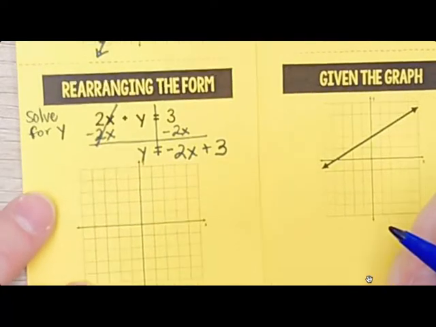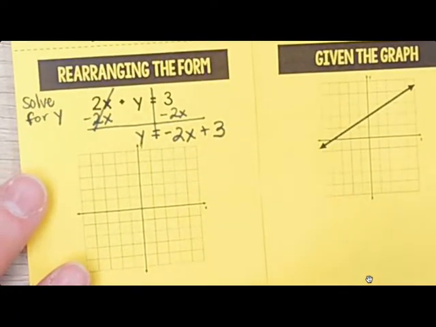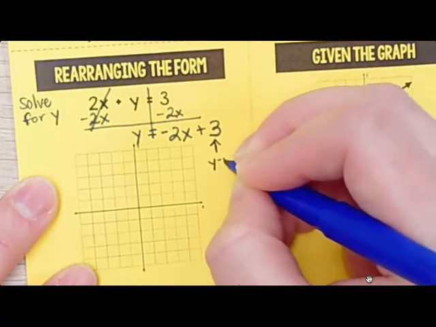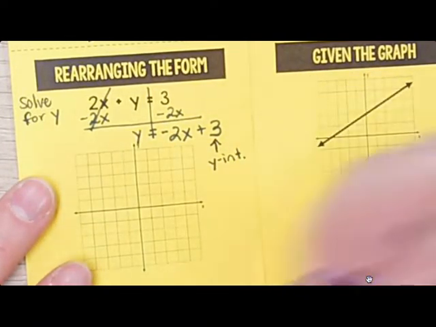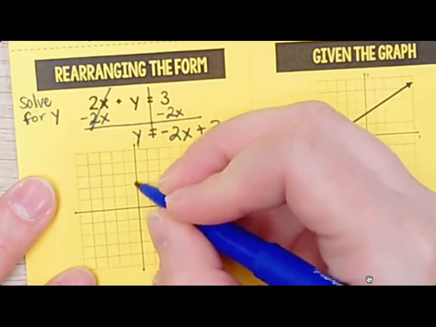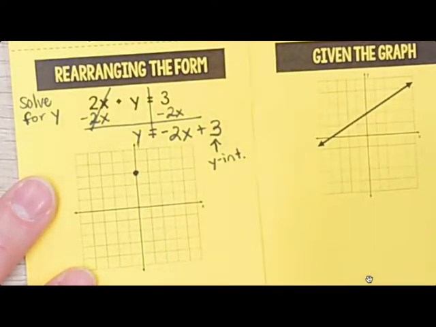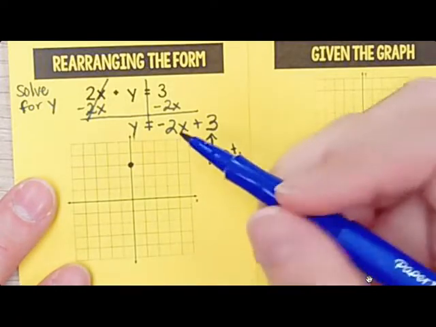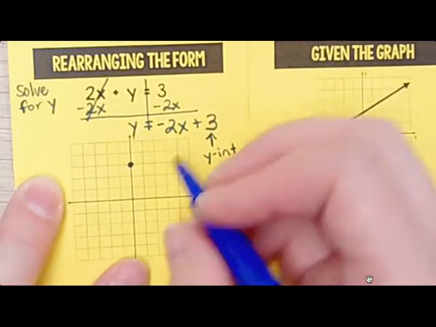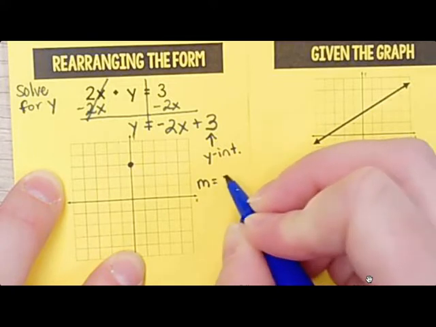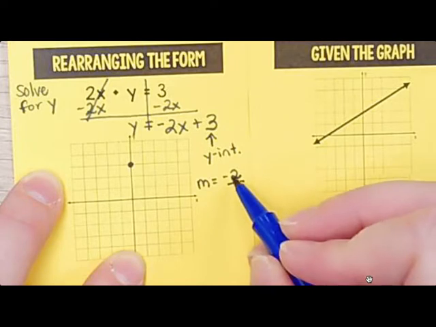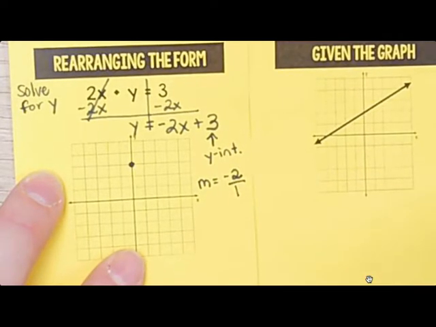So now that I have this, I can graph it. What do I graph first? The y-intercept, the b. So I need to go on the y-axis and put a dot at 3. Then it says -2. So what is my slope? -2, but there's nothing on the bottom, so the denominator has to be 1. -2/1.